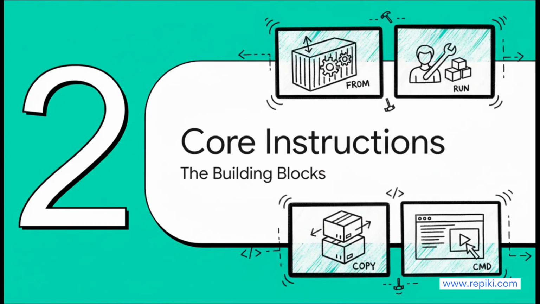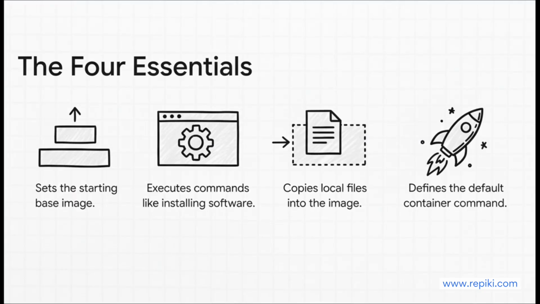Okay, so now that we know what it is, let's look at the actual building blocks. You're going to see these 4 fundamental commands in pretty much every single Dockerfile you ever write. And here they are, the fantastic 4. FROM is your starting point. What base image are we building on top of? RUN is for executing shell commands, like installing software with apt-get or npm. COPY is super straightforward. It just copies files from your computer right into the image. And CMD, that's the grand finale. It tells the container what command to run when it finally starts up.